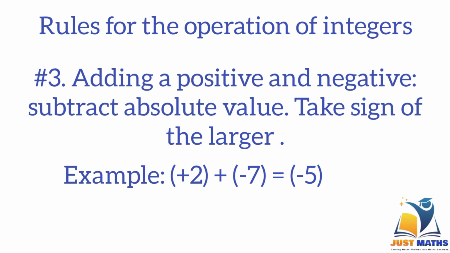Let's look at another example. +4 plus -1. 4 minus 1 gives us 3. And because the 4 has the addition sign, you put the plus in front of the 3 as your answer. So whenever you're adding a negative and a positive number, first you consider the larger number and subtract. Then if the larger number has the subtraction sign, you put the subtraction sign in front of the answer you got, and that would be it.